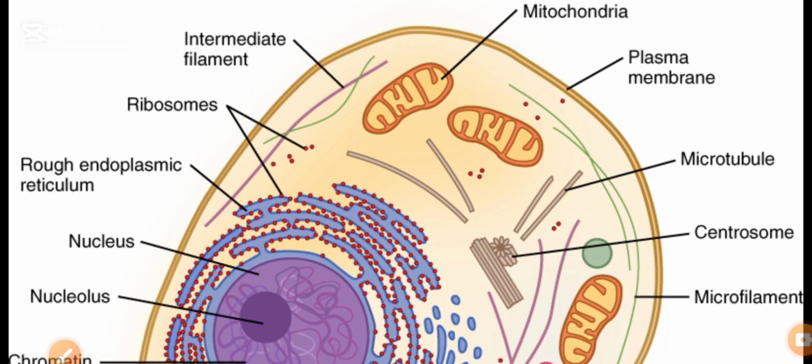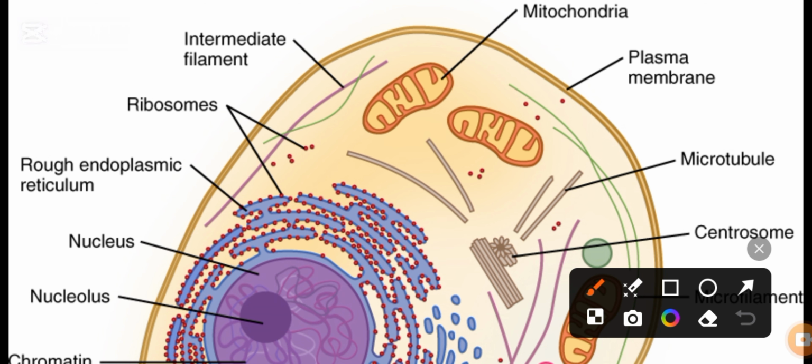Okay, now we have the ribosomes. So what is the function of the ribosomes? The ribosomes help in the synthesis of protein. So they perform a very good function in the synthesis of protein.